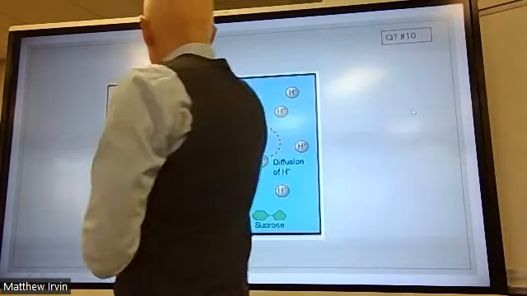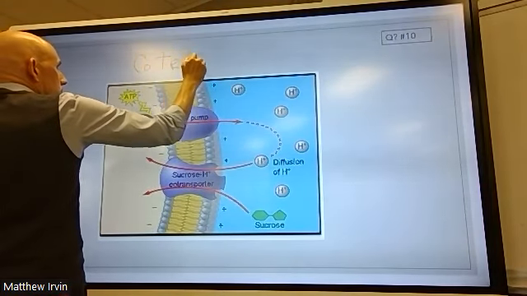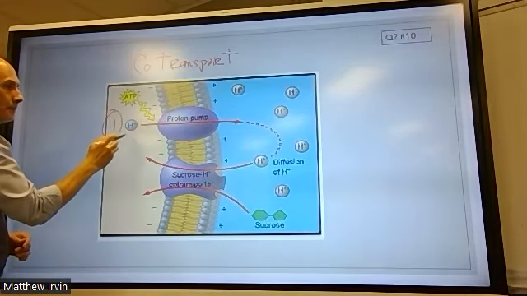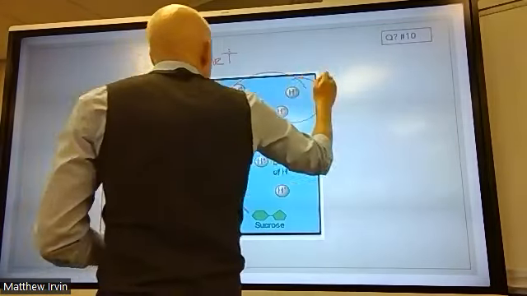Co-transport, this is that secondary transport. So what happens first is we use an active transport to make a gradient here.